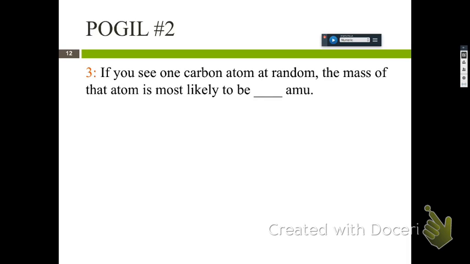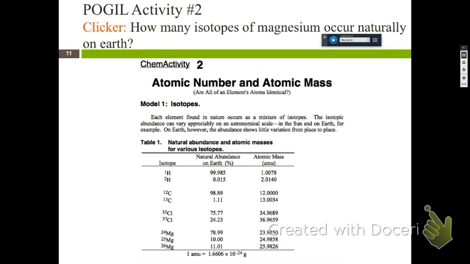Kevin? 12 AMU. Why is it 12 and not slightly more than 12 or 12.011? Because if we go back to this first table, we look at what are the different isotopes of carbon. There's carbon 12 and carbon 13. The question asks, if we're to go in nature, which one are we more likely to find? Which one is there more of?